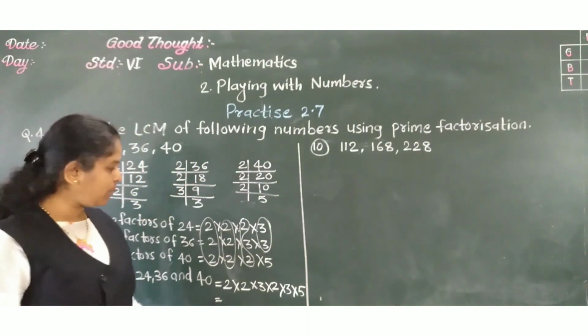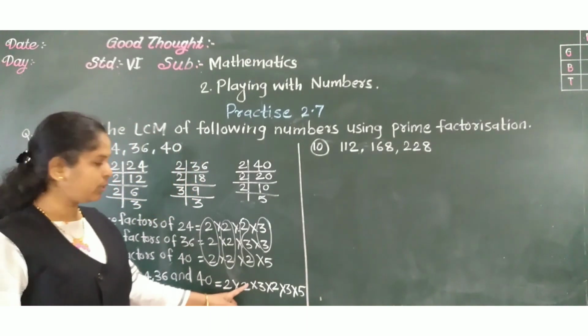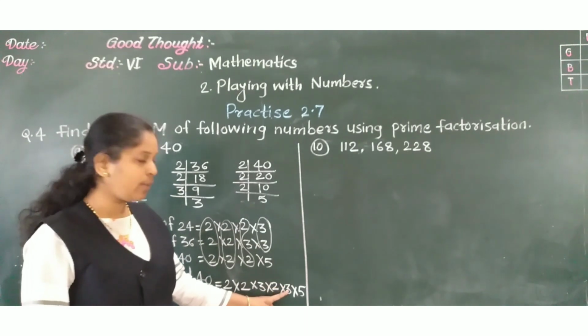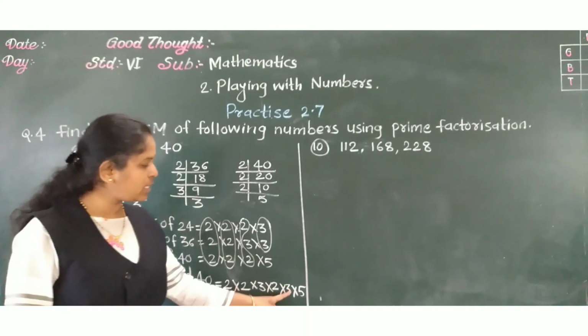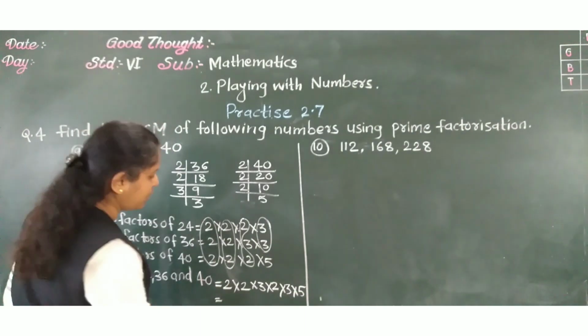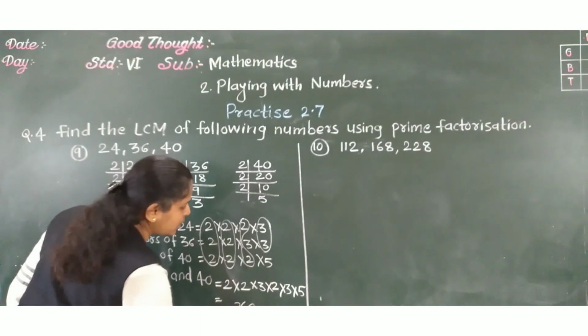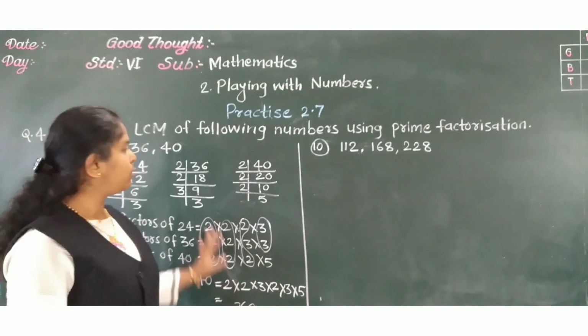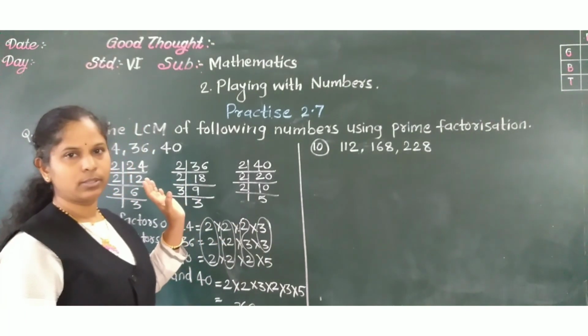Okay. Now multiply. 2 2s are 4, 4 3s are 12, 12 2s are 24, 24 3s are 72, and 72 5s are 360. Okay. So this is the LCM of these given numbers.